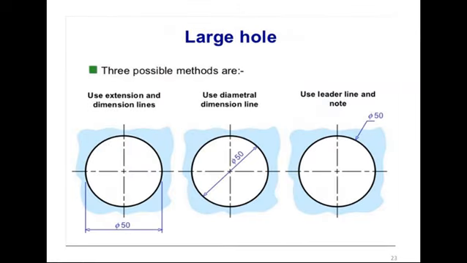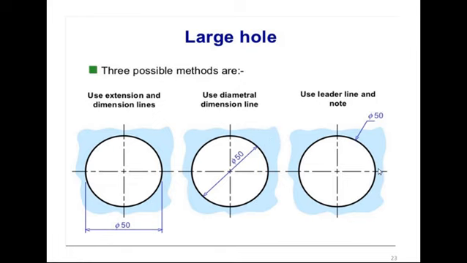Now, when there are large holes, how to show the dimension? There are three possible methods. One, use extension and dimension line, and with this symbol diameter 50 we'll use one. This is one method. Then use a diametral dimension line, and place inside this the dimension symbol diameter 50. This is another method.